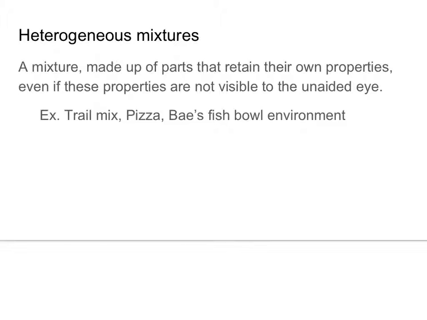The heterogeneous mixture. This is just like the mechanical mixture that we saw a little earlier. So a heterogeneous mixture is a mixture that's made up of parts that retain their own properties. So it's made up of different things that remain as different things. So think of the trail mix that we saw right at the start. Pizza is an example of it, where you have the dough, you have your toppings and cheese that are things that if you really wanted to, you could pick each part out.